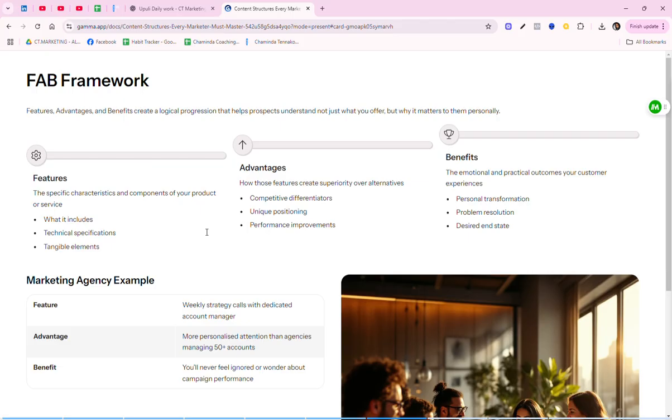We just want you to know these frameworks because we want you to understand them so you can create better content, and you can even explain these to a client.